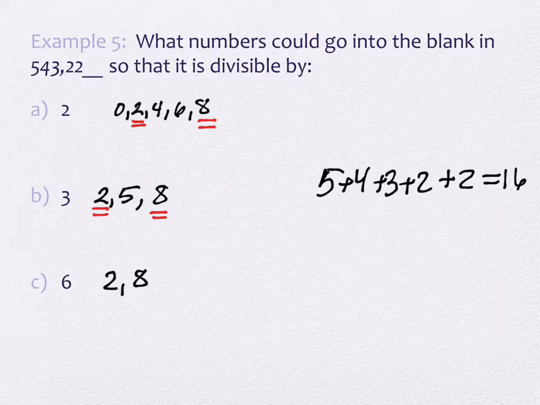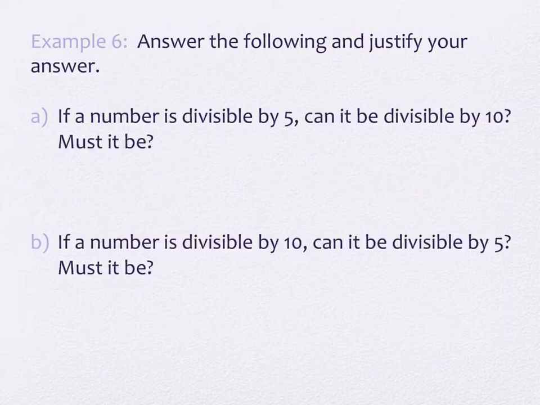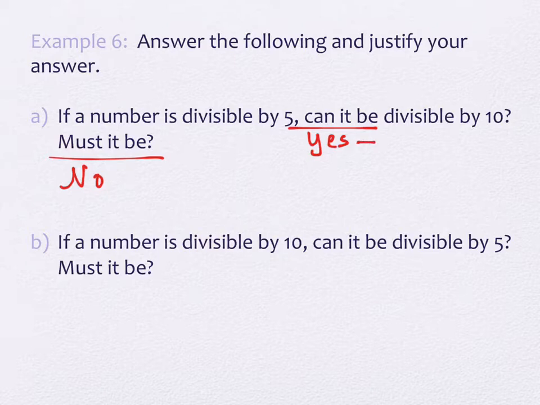All right. Let's take a look at a couple of questions that would be sort of section C kind of questions for us. Answer the following, justify your answer. If a number is divisible by 5, can it be divisible by 10? Yes. So the first one says, can it be? And the answer is yes. Must it be? No. So can it be? Can you give me an example?